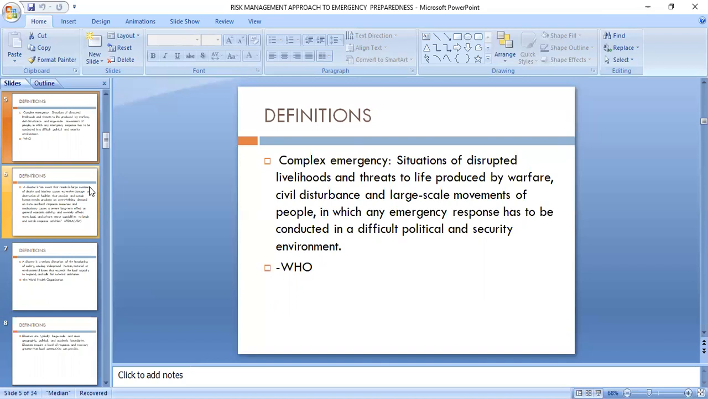Then WHO also defines what they call complex emergency. So we can have an emergency in terms of earthquake, in terms of flood, but there are certain emergencies that are initiated by hostile actions. So that is what they call complex emergency. For example, you have war going on, civil disturbance, large scale displacement of people. Even the agents that are trying to respond to the emergency could also have their own lives at risk, as we have seen in many case studies in war-prone environments all over the world.